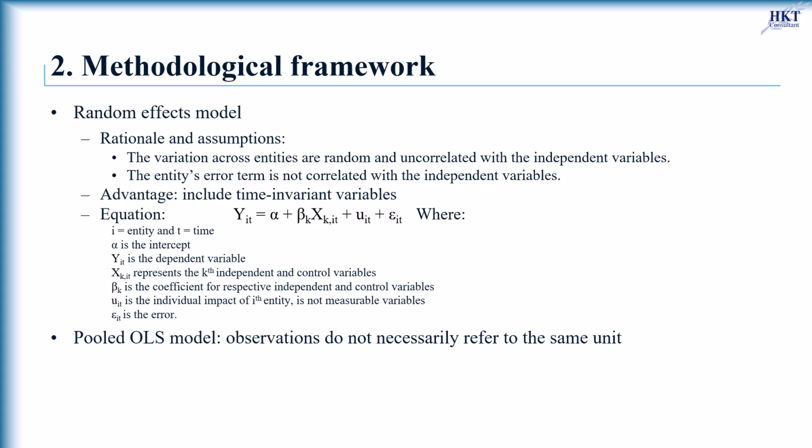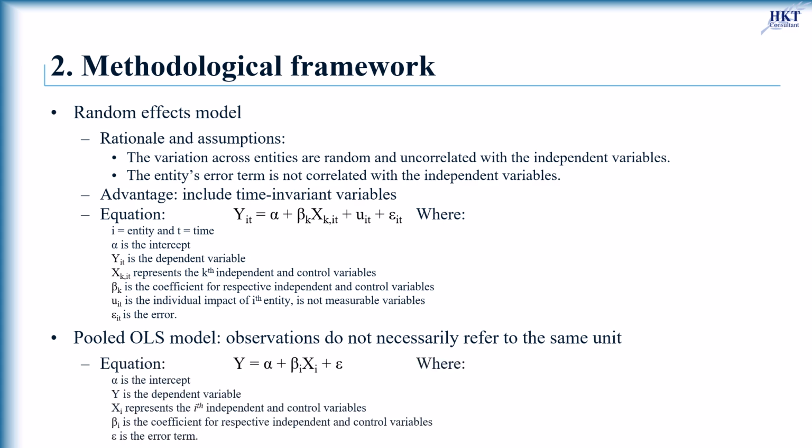Pooled data occur when we have a time series of cross-sections, but the observations in each cross-section do not necessarily refer to the same unit. In panel data, the pooled OLS model can be used to derive unbiased and consistent estimates of parameters, even when time-constant attributes are present, but the random effects model will be more efficient.